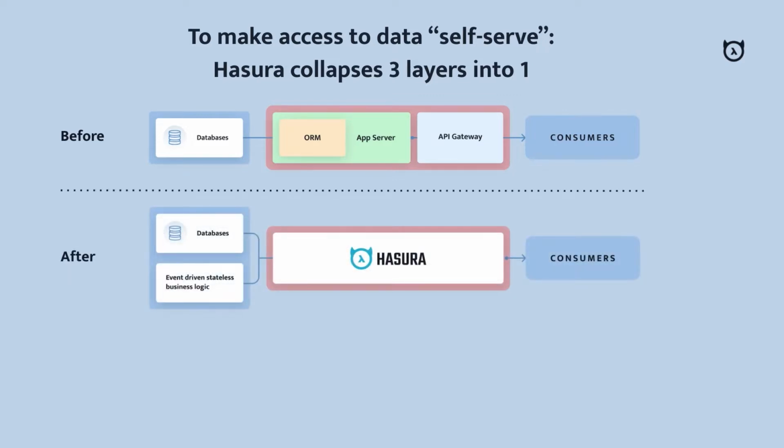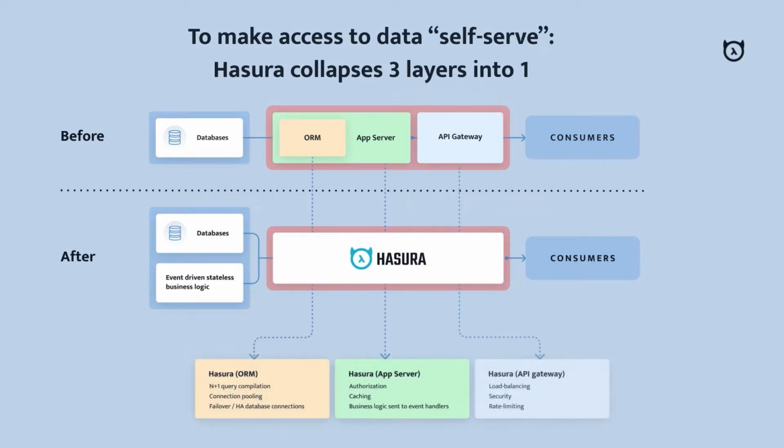Hasura collapses all these three layers into one. It takes care of the N+1 query compilation, connection pooling, and database connections, and then replaces the entire ORM layer. It also takes care of the authorization and caching, and also sending business logic to events, and then replacing the entire app server layer. And finally, Hasura also takes care of load balancing, security, and rate limiting, thereby behaving as an API gateway for consumers to directly access.